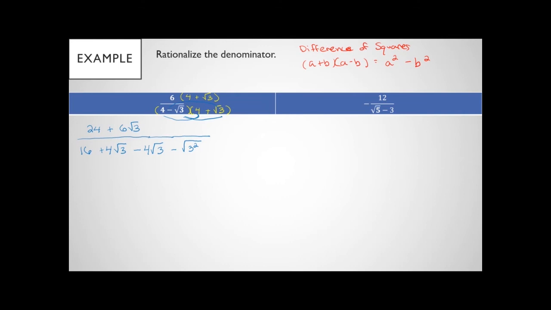So now we start simplifying. So I still have 24 plus 6 square root of 3 on top. I have 16. I have 4 square root of 3 minus 4 square root of 3. So those cancel. So those are 0. So I don't have those anymore. And then the square root and the 3 squared cancel. So I'm left with a 3. So that gives us 16 minus 3. So we end up with 24 plus 6 square root of 3 over 13.